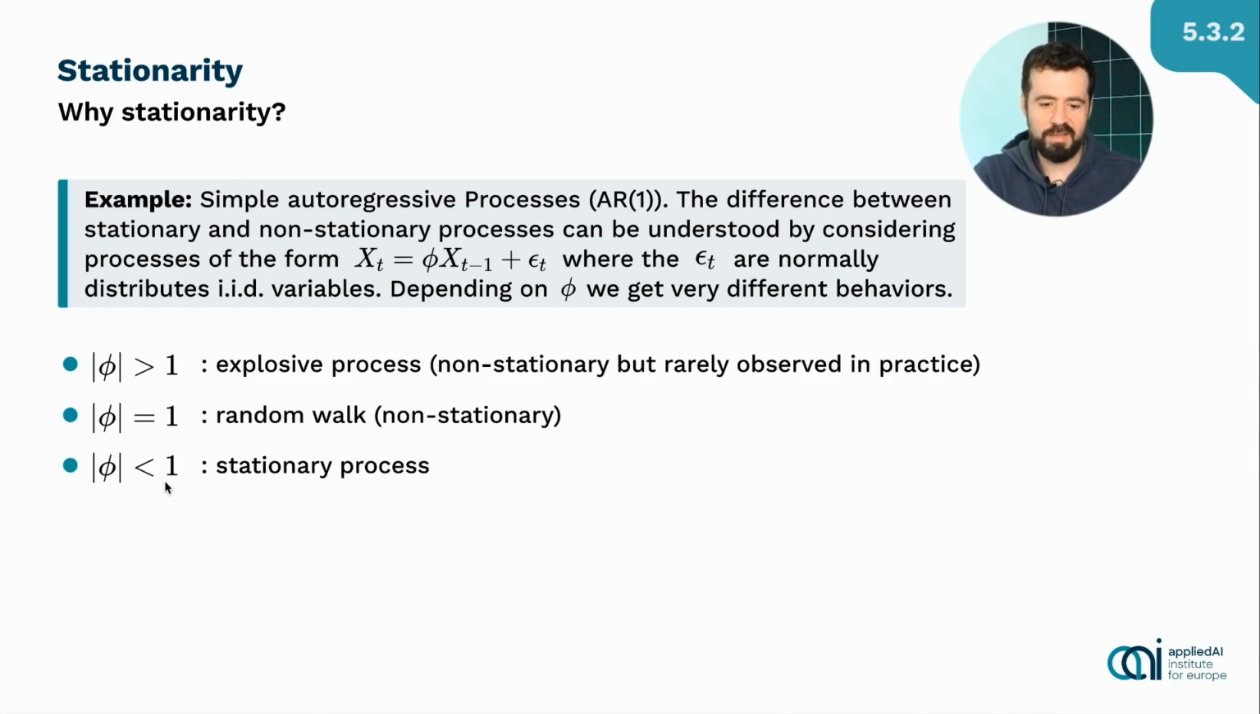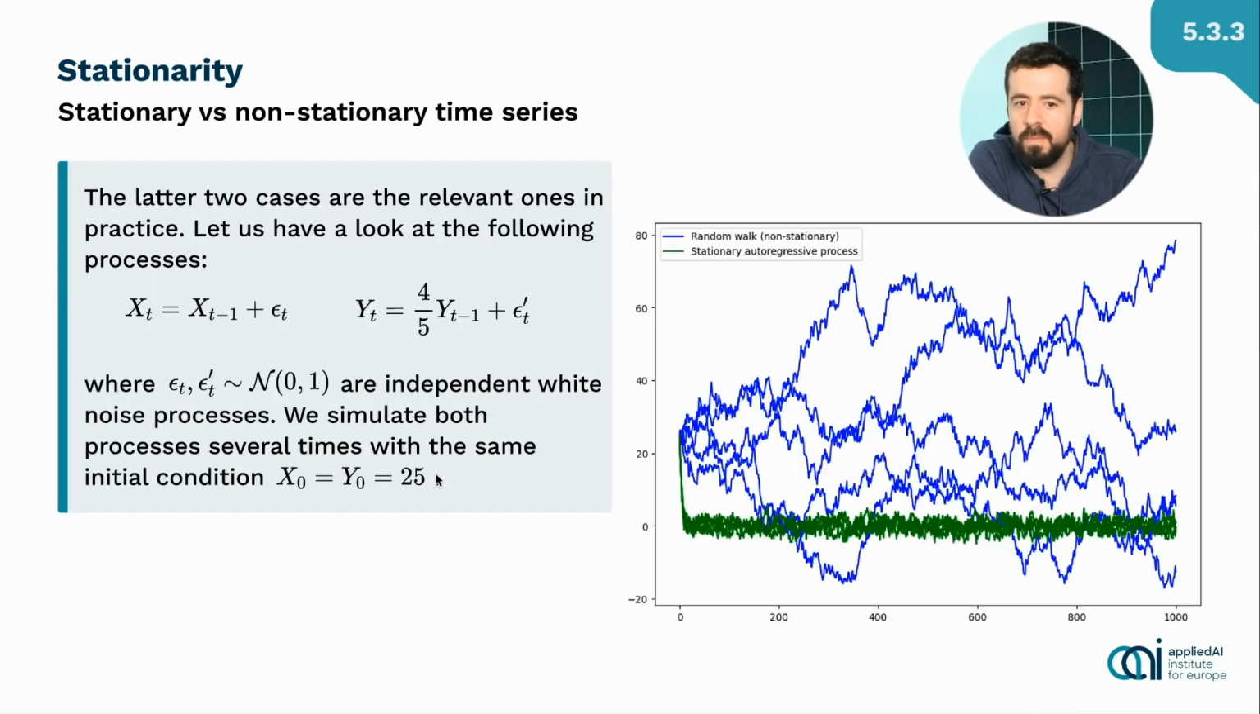So now let's look at the behavior of a stationary process and the random walk. In the image on the right, you see in blue samples from the random walk, x_t equals x_{t-1} plus epsilon. In green, you see samples from a stationary process. Here we have chosen phi to be 4/5. And I think you can directly see that these two time series behave very differently.